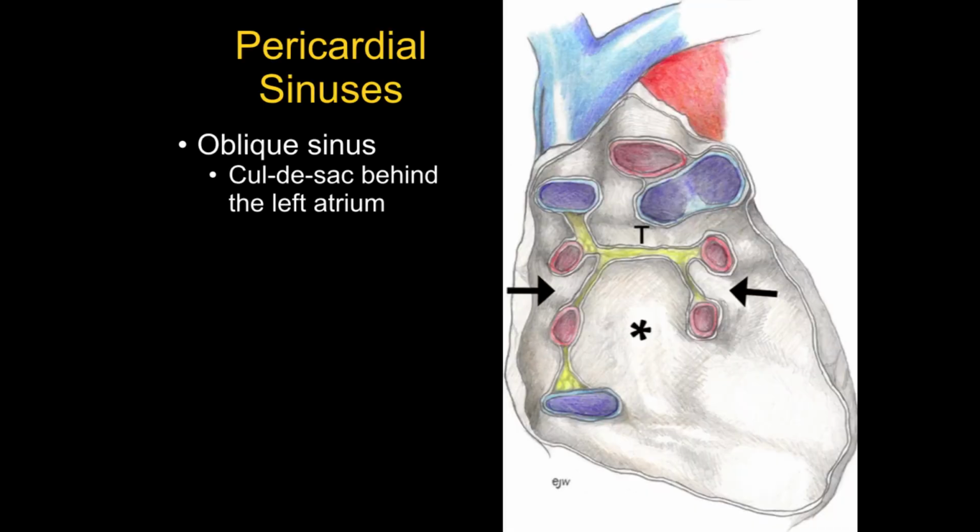Another one of the pericardial spaces or sinuses is the oblique sinus. This is just the space in between the left atrium of the heart and the pericardial sac. So it forms a blind spot, a cul-de-sac or a dead end behind the left atrium.